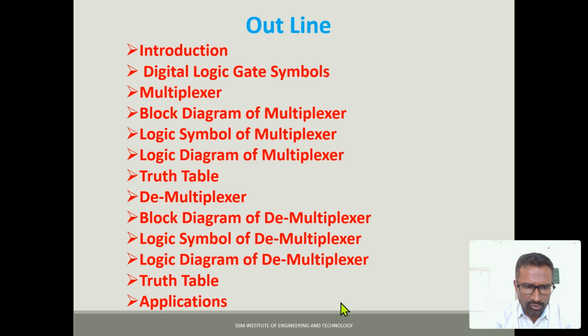So these are the topics we are going to cover today. An introduction about multiplexer and demultiplexer and the basic symbols: what is a multiplexer, block diagram, logic symbol, logic diagram, and truth table of the multiplexer. This is the whole summation of multiplexer. Likewise, we will see the demultiplexer also: block diagram, definition, logic symbol, logic diagram, truth table, and the applications of MUX and DEMUX.